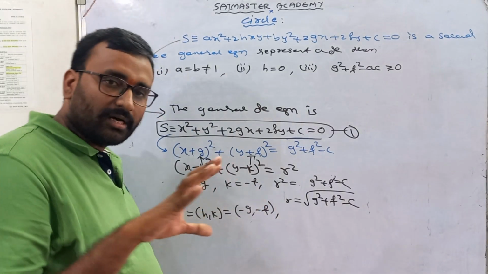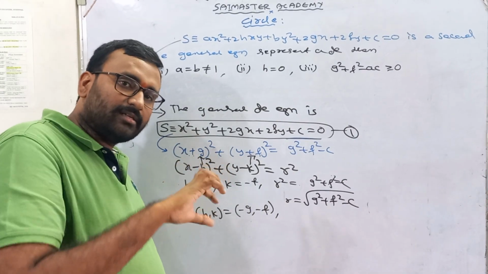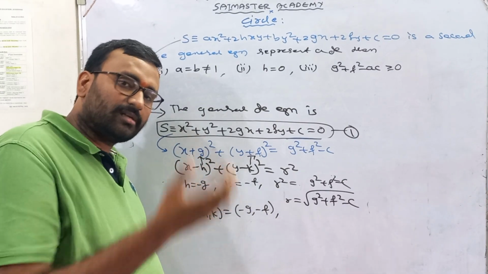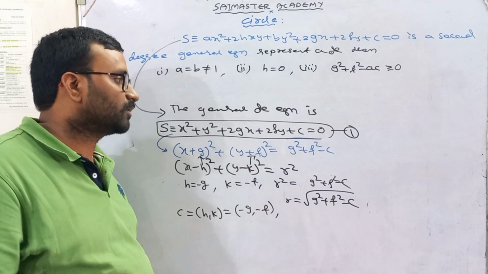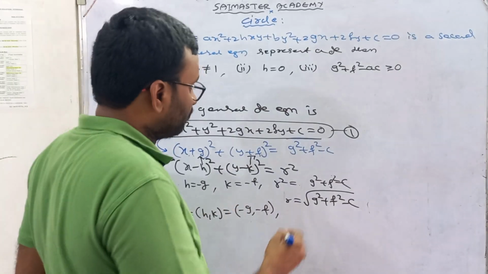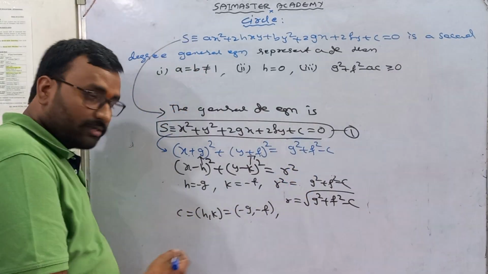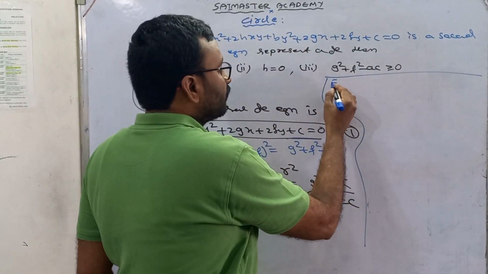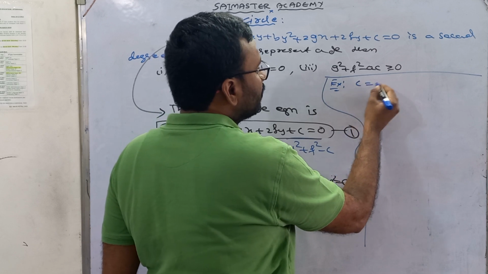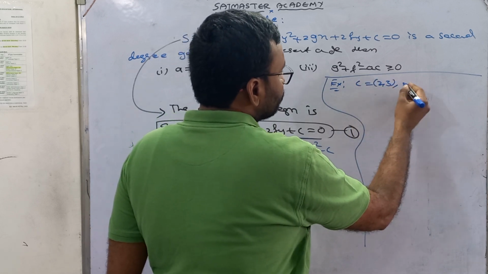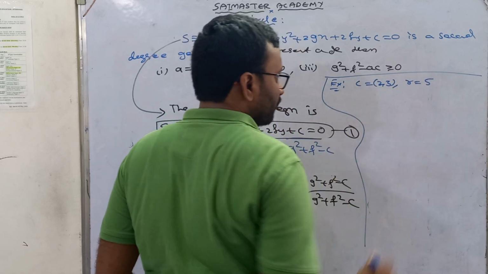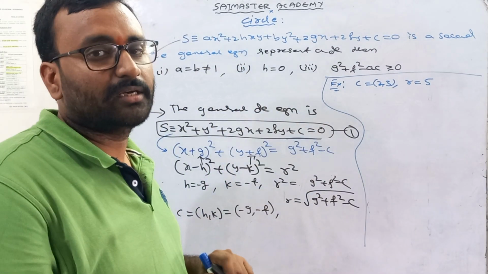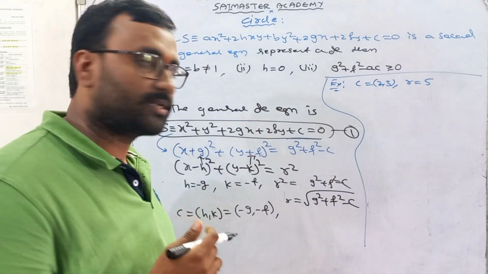Now I will give you the relation between standard circle and general circle: how we can convert standard to general, and general to standard, if given center and radius. I will explain. See, I am taking one example. The center is 2, 3. The radius is 5. This is the given data. I am asking to find the circle.